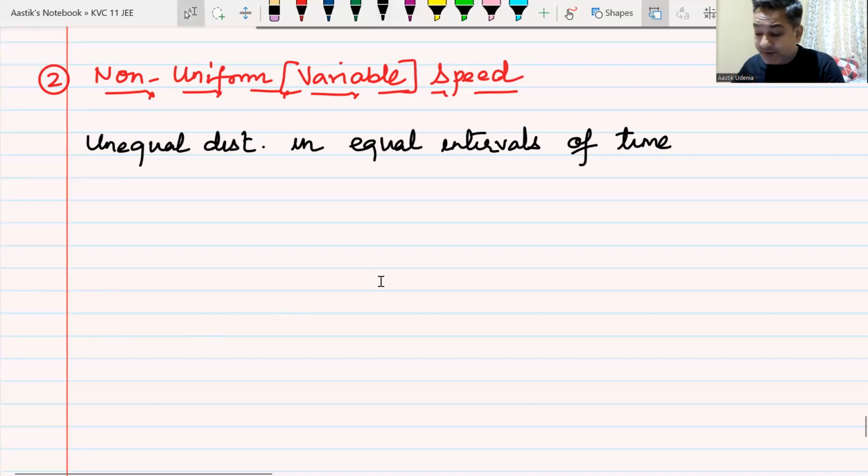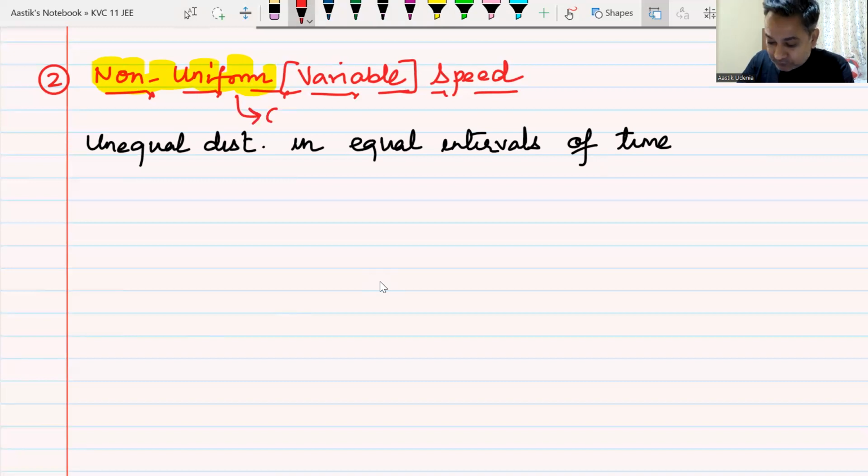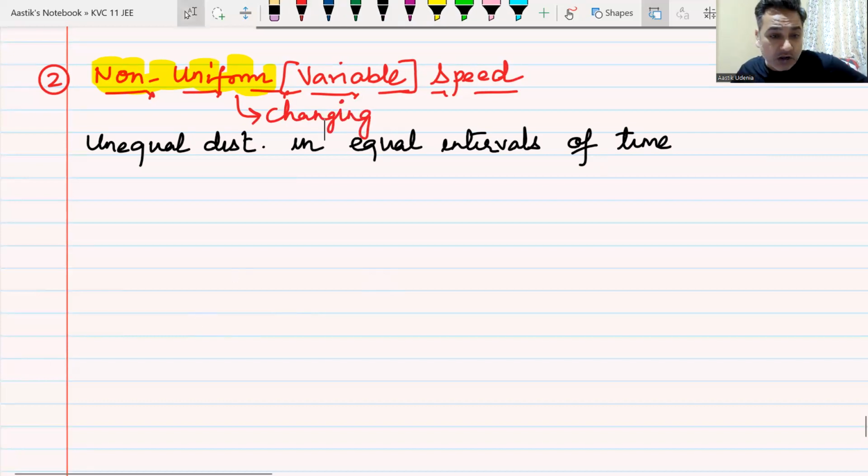Non-uniform or variable speed. Speed is going to constantly change with time. So you can also understand this word. If the speed is changing with time, so variable or changing speed or non-uniform speed, they all mean the same thing. Anyone is there with me on this? Yes or no? And then I will show you a small picture.